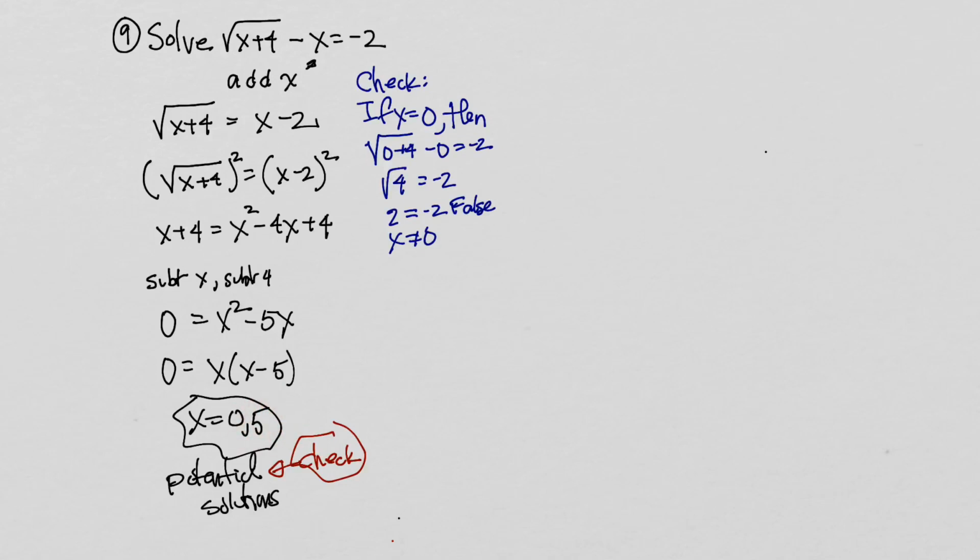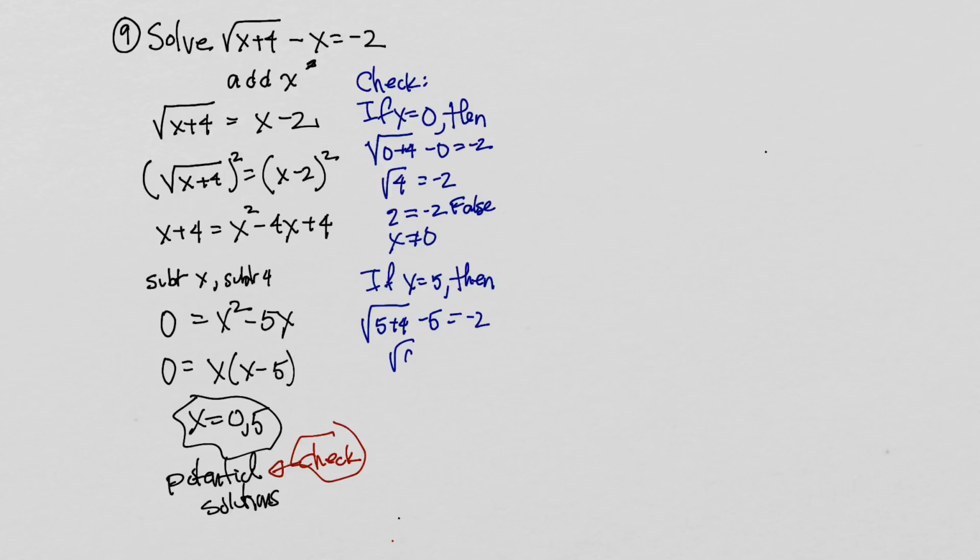So we'll say it this way. If x equals 5, then, all right, now we're going to put this 5 back into the original equation for x and compute. So we will get square root of 5 plus 4, minus 5, right? I'm putting the 5 here, 5 plus 4, and then minus 5, and that says it's equal to negative 2.